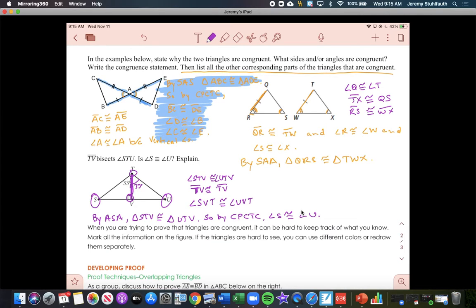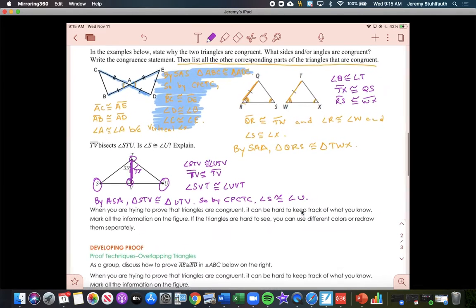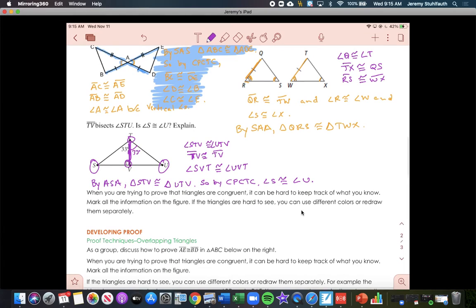All right. Now, when we're trying to prove that triangles are congruent, it can be hard to keep track of what you know. So first of all, whenever you have any of these problems, you need to mark all the information on the figure. Anything you know, mark it on the figure. I would also recommend writing it down, like we are here. And then second, sometimes these triangles are going to be hard to see.